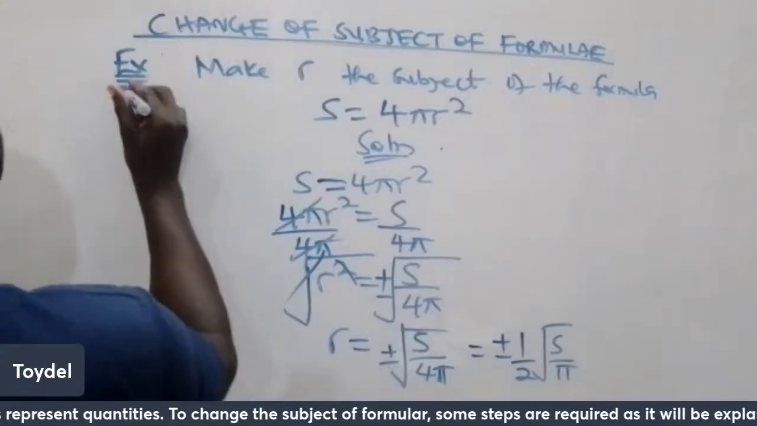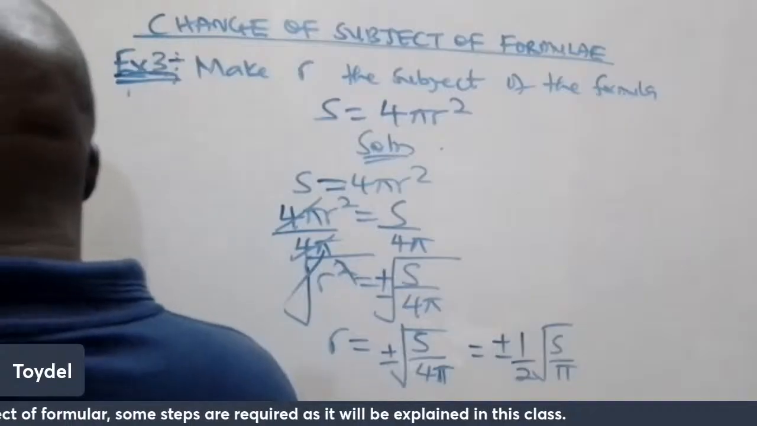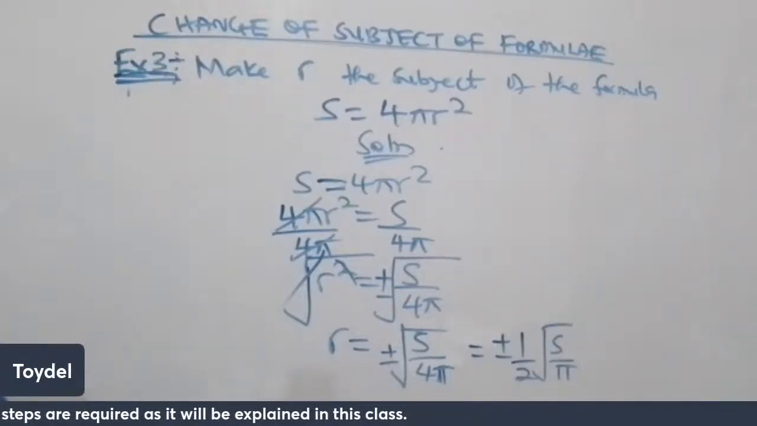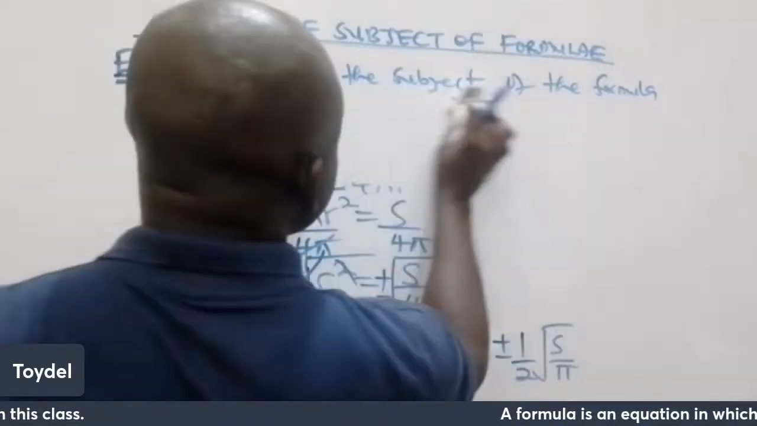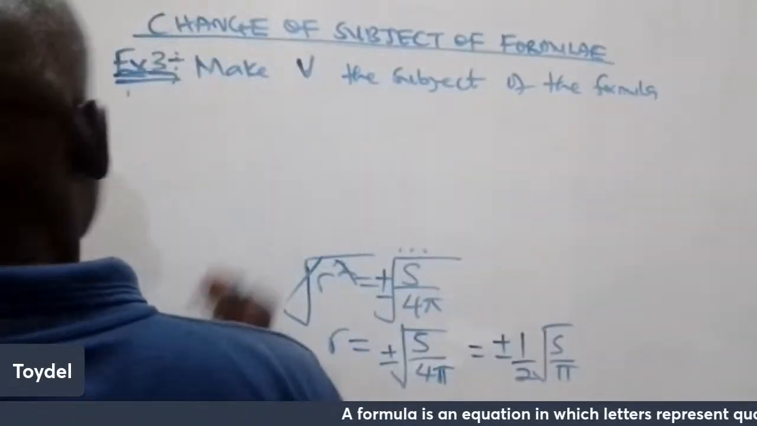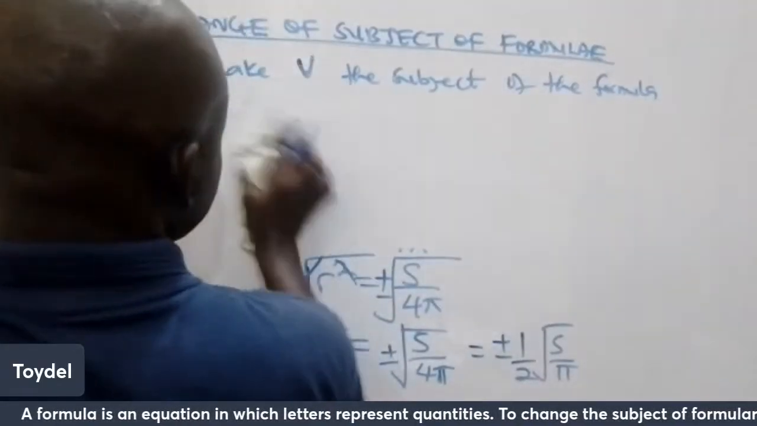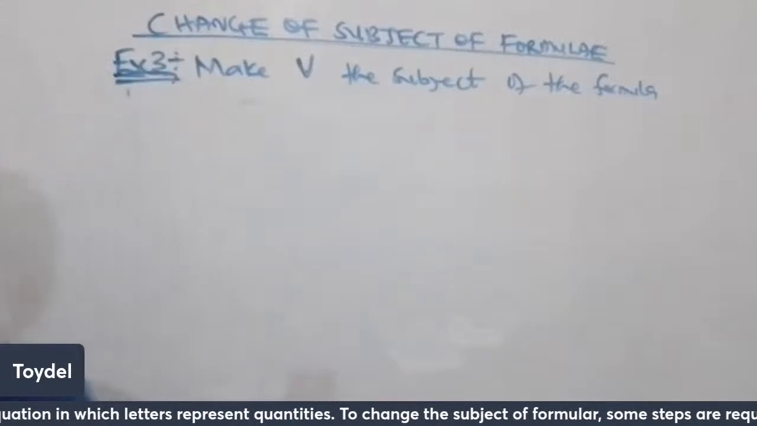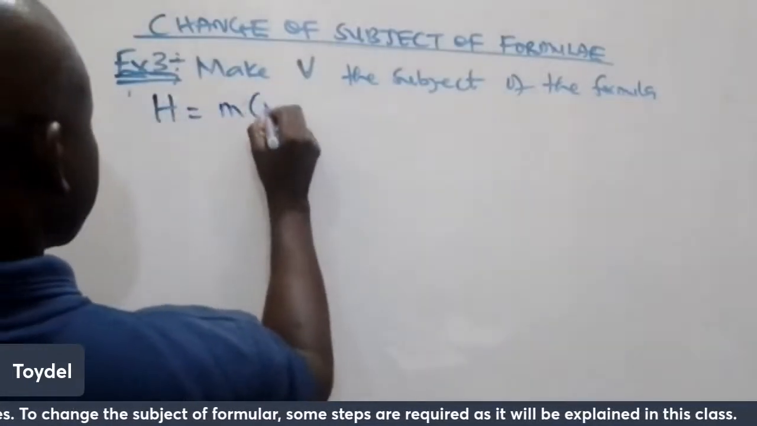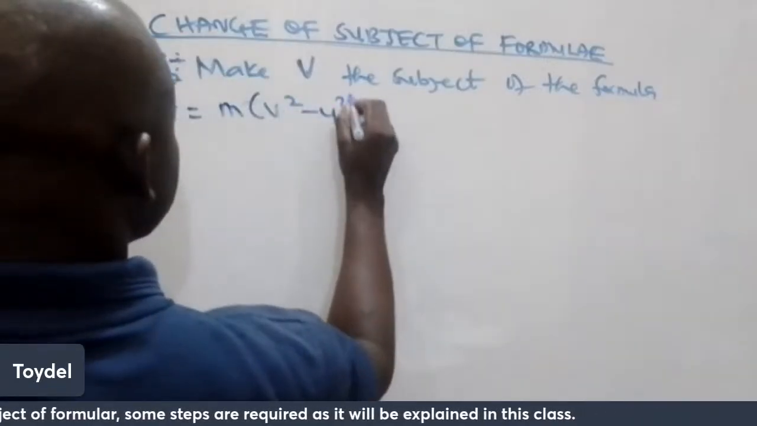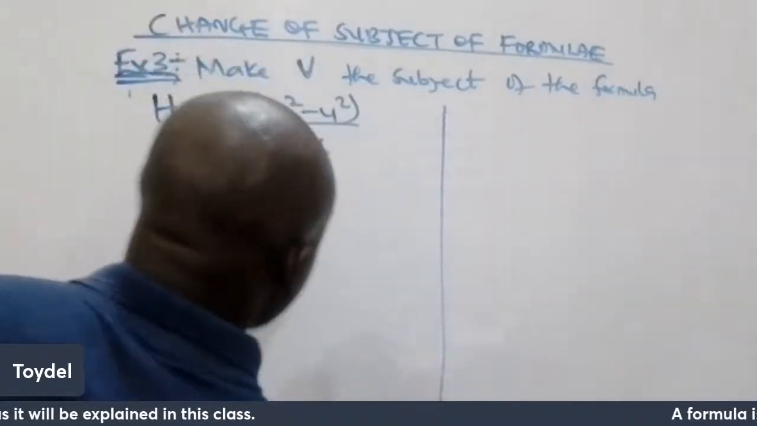Another example, if you are asked to make any letter the subject of the formula, just try and rewrite the equation given. So in this case, we have to make v the subject of the formula. Let's see the question. Let me write the question at one side so that we have enough space to do our work. The question is capital H is equal to m into bracket v squared minus u squared all over 2gx. So how do we do this?